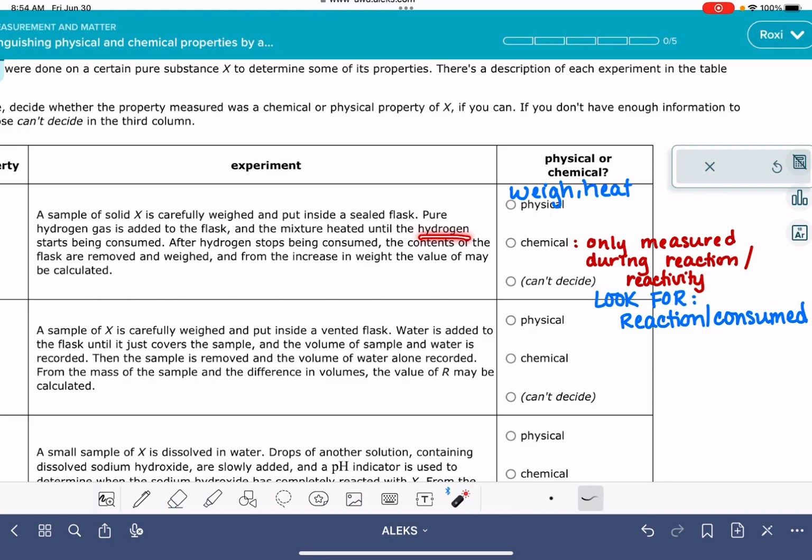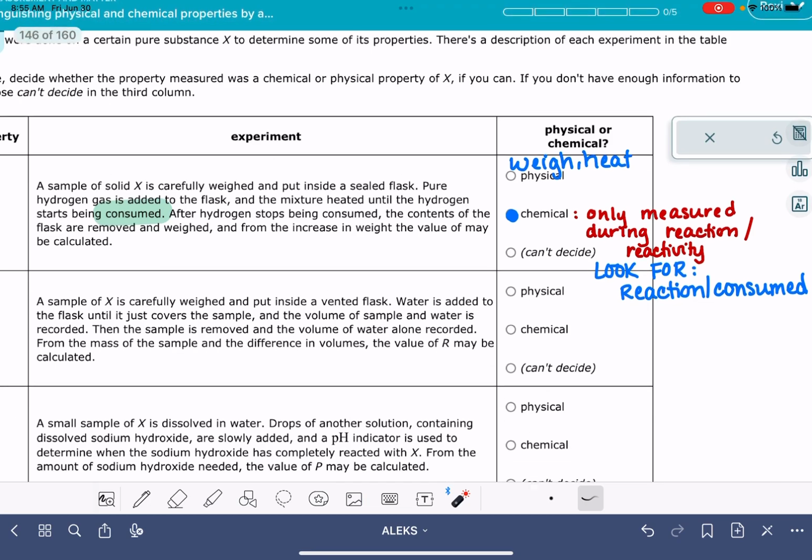It is heated until the hydrogen starts being consumed. There's our keyword right there. And then we can stop reading at that point because we have found the word consumed, which means that it's being used up and changed. This is definitely an experiment that's being used to measure a chemical property, and we don't need to keep reading anymore. Let's take a look at the next one.